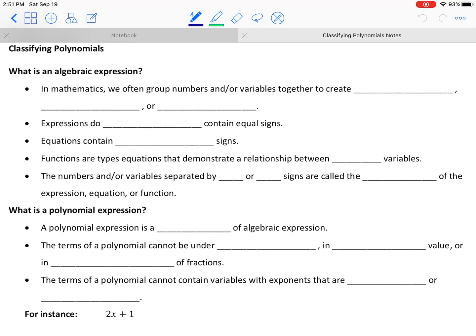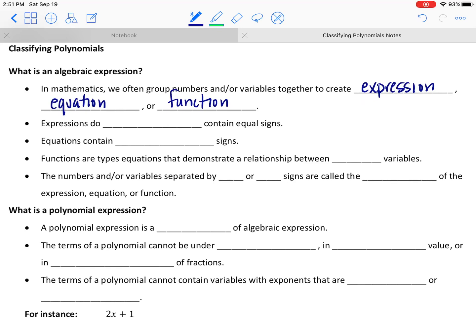So in math, we often group together numbers and variables, and when we do this grouping of numbers and variables, we can create an expression, we can create an equation, and we can also create a function. Okay, and the reason it's important to distinguish between these three types of things is because what we do with each of them is going to be different. Expressions, for example, are things that we would simplify, equations would be things that we would solve, and functions are generally things that we graph.